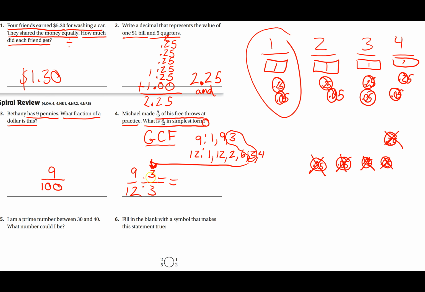Okay, so 9 divided by 3 is 3. 12 divided by 3 is 4. So 3/4. Okay, number 5. I am a prime number, so that means it has exactly 2 factors. If it's prime, 2 factors: 1 and the number itself.